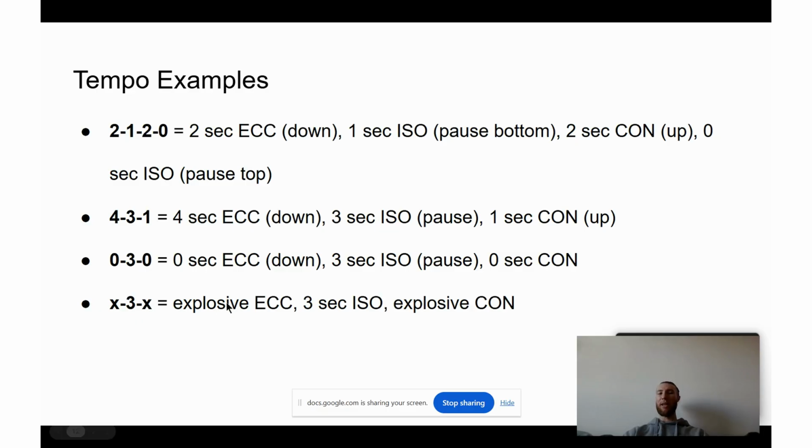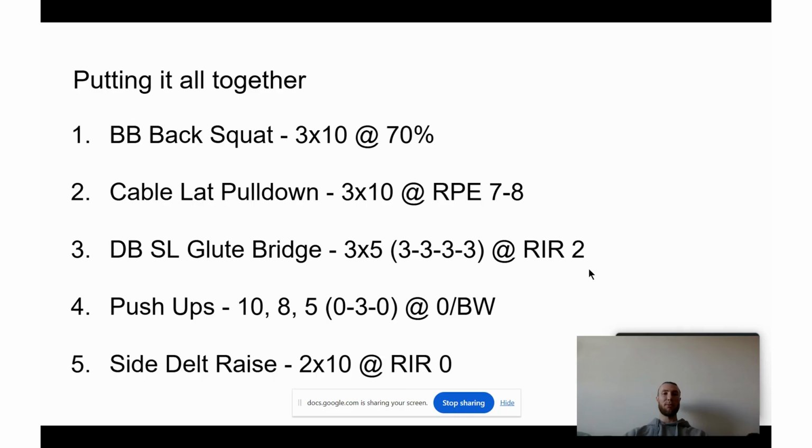X3X, this final one, anytime you see X, that means explosive. That means do it as fast as you possibly can. So this X3X means you're going to, as fast as you can, go down on the eccentric. Imagine you're free falling on the way down. Then you're going to rapidly stop and hold for 3 seconds on the isometric, and then you'll explosively do the concentric contraction on the way up. So those are some tempo examples.